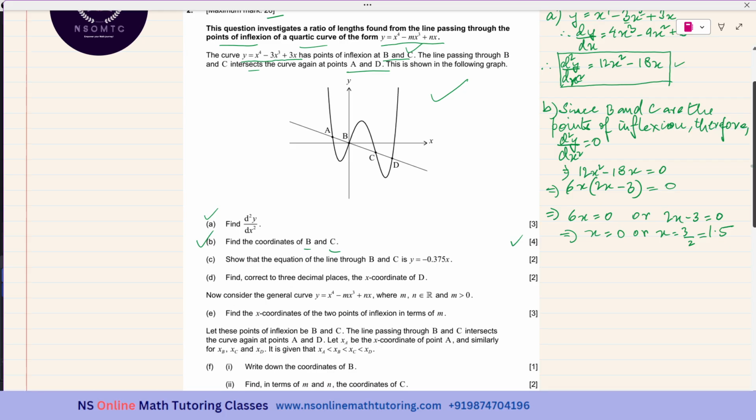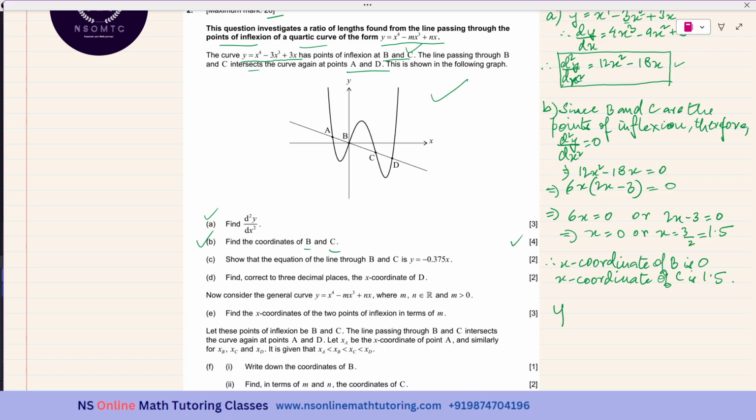We need the y coordinates also. From the graph, we are seeing that the x coordinate of point B will be equal to 0 and the x coordinate of the point C will be equal to 1.5. So now we need the y coordinates. First of all, let me write the x coordinates of these two points. Therefore, the x coordinate of B is 0 and the x coordinate of C is 1.5.